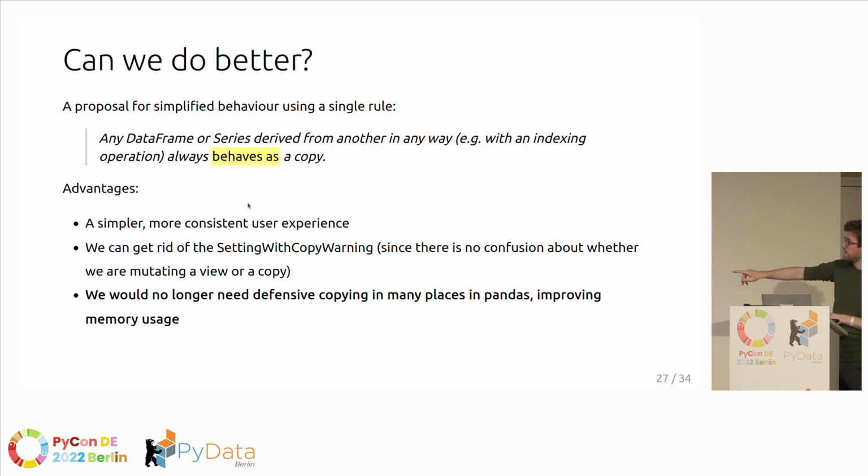That already comes back to the third advantage that I mentioned, that we no longer need this defensive copy. That's something I want to go into a little bit more detail. I highlighted one part of the single rule, which is that a new data frame will behave as a copy. So it doesn't say that it is a copy, only that it behaves as a copy.